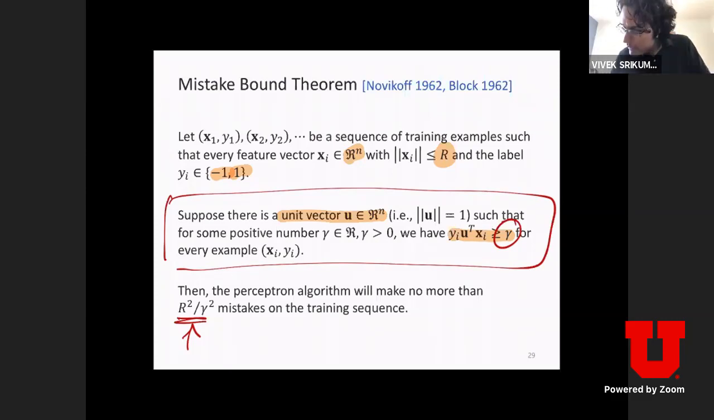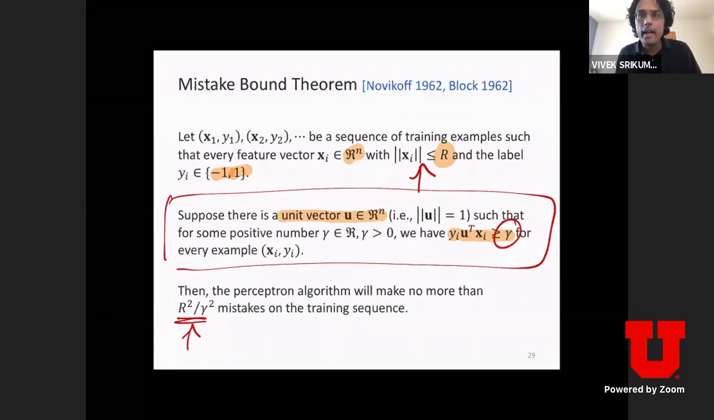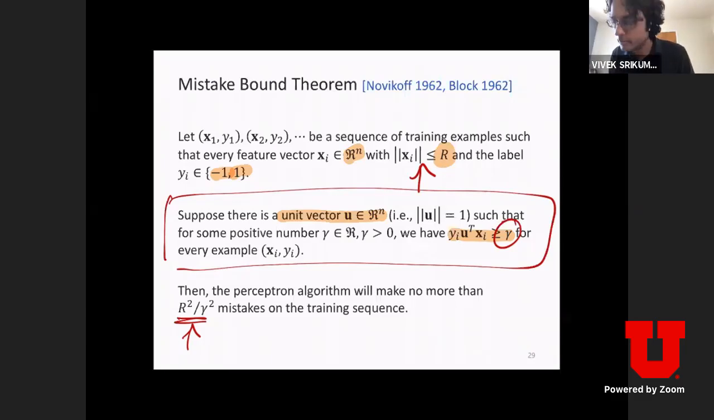So where is R defined? R is defined right here, actually. R is defined as the radius of the ball that contains all the examples. So every example is contained inside a ball of radius less than or equal to R.